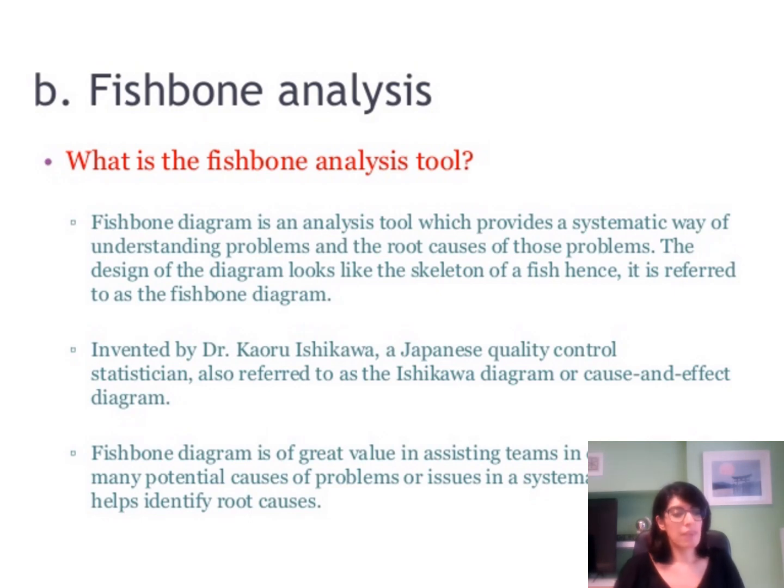And it was invented by Dr. Ishikawa, who was a Japanese quality control statistician. And sometimes it can be called a Fishbone diagram, an Ishikawa diagram, or a cause and effect diagram. And the great advantage of a Fishbone diagram is that it allows teams to assess the potential root cause of a problem in the system or in a process, and it gives them a very clear picture of what the problem is and why the problem exists, but all the possible reasons why the problem actually exists.